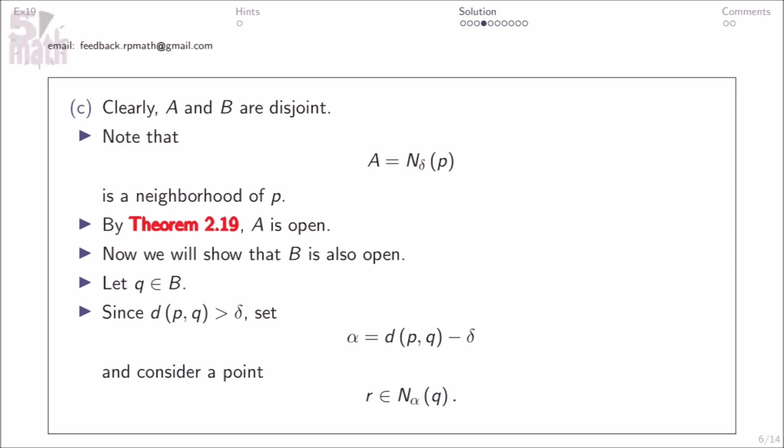C. Clearly A and B are disjoint. Note that A equals the intersection of delta, P, is a neighborhood of P. By Theorem 219, A is open. Now we will show that B is also open.